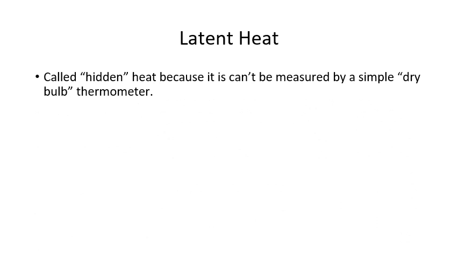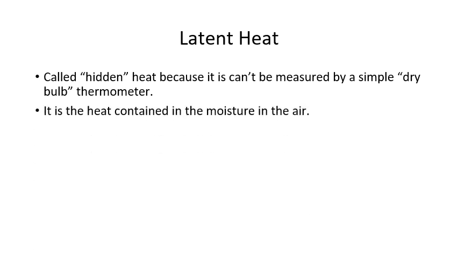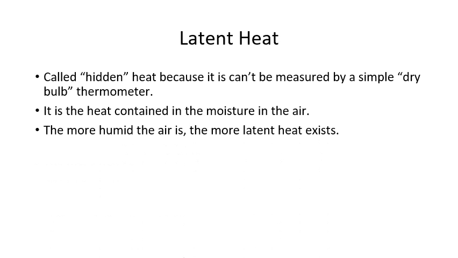Latent heat, from its root word latent, means hidden. And it's called hidden heat because it can't be measured easily. It can't be measured by a simple dry bulb thermometer the way you can measure sensible heat. It's the heat that's contained in the moisture of the air, which again is very difficult to measure, but it is possible. The more humid the air is, the more latent heat exists. And latent heat is also calculated in BTUs per hour.